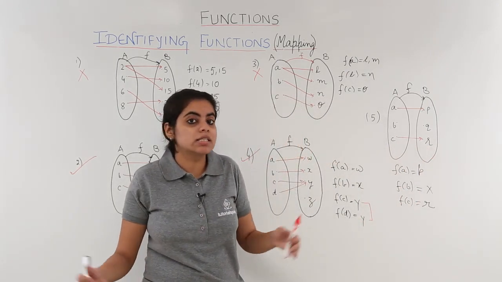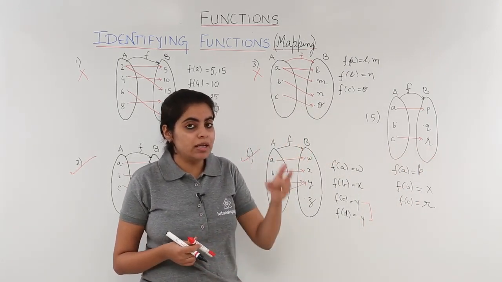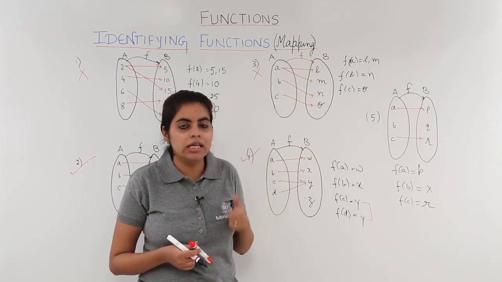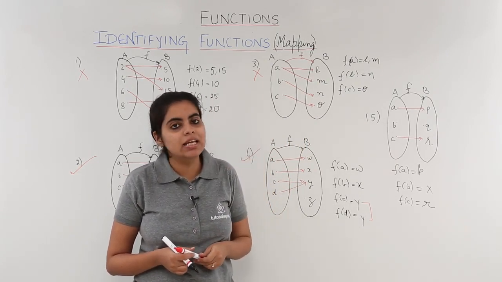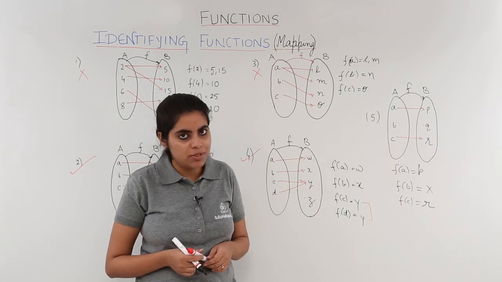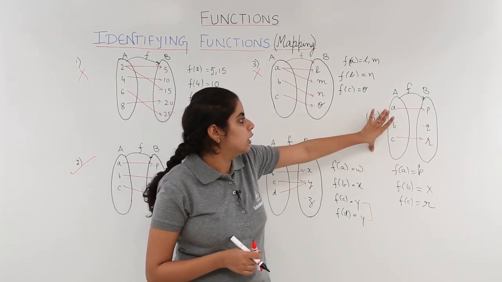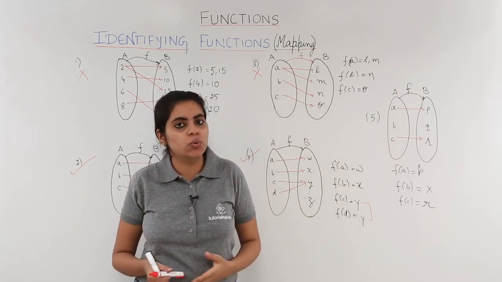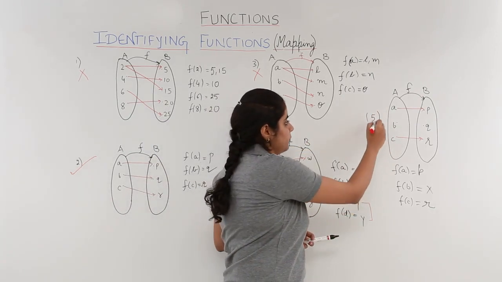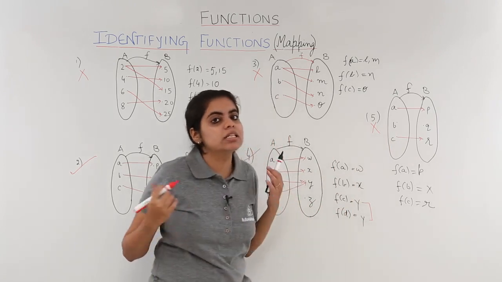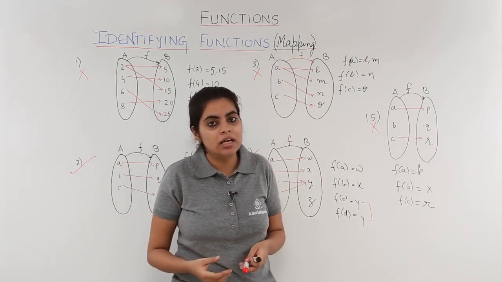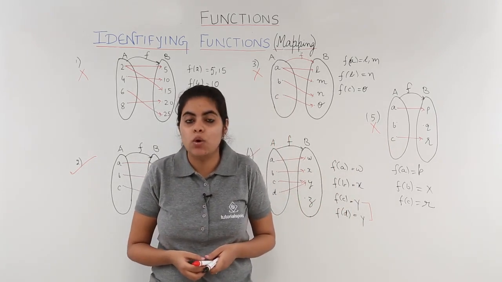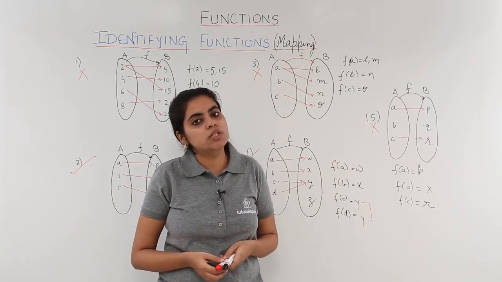Now, is this a function? Get reminded of the definition of the function again. The definition said that in the domain all elements should be associated. Are all elements associated? No, B is not associated at all. So, this is not a function. Hence, in these 5 examples, we studied how to identify functions when some mapping or correspondence is given.